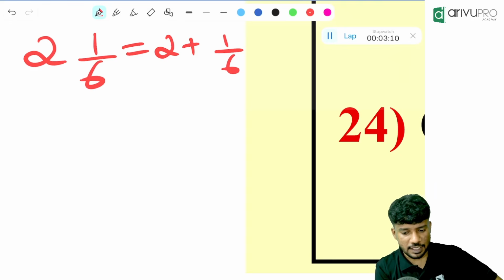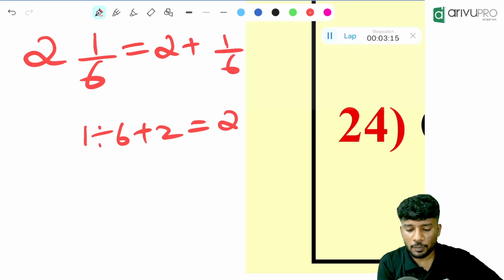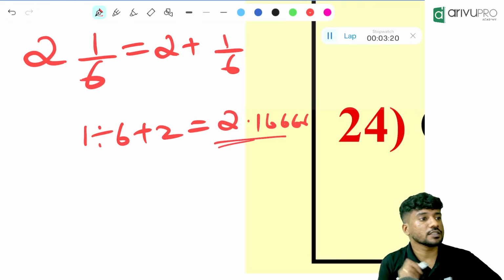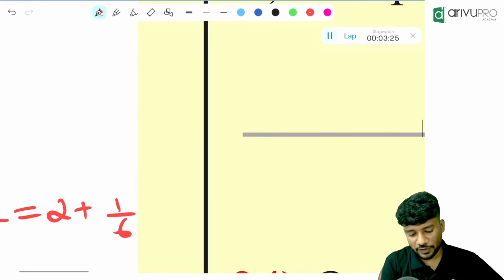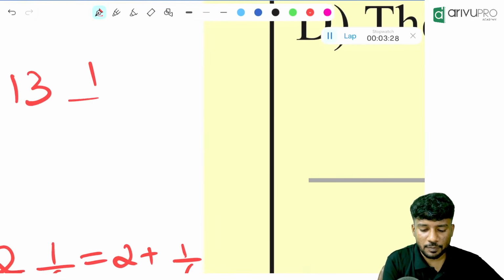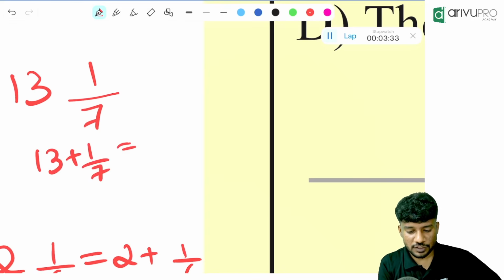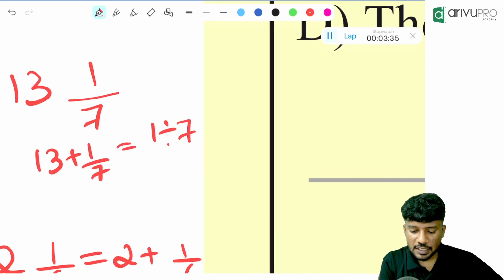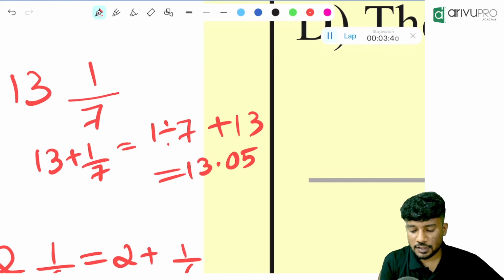Take your calculator and type 1 divided by 6 plus 2. How much is it then? 2.1666. So similarly over here, 2 1 by 6 is there. Okay, fine. Then what if it is like 13 1 by 7? You will write it as 13 plus 1 by 7. So first you will do 1 divided by 7, then plus 13. How much is it? 13.14.